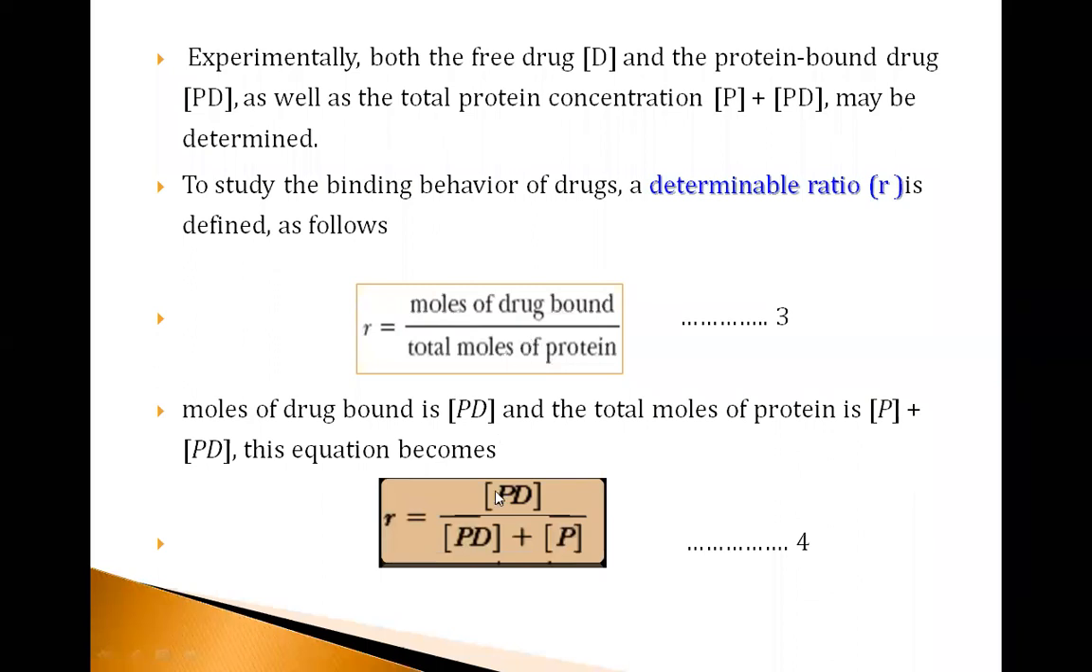Moles of drug bound is nothing but PD. And the total moles of protein is what? The protein attached to the drug should be considered, plus the free protein which would not have bonded to the drug. So it is the total mole of the protein. Now r has been simplified to this equation, based on the first equation derived from the law of mass action. That equation is further used for simplifying as per our need.